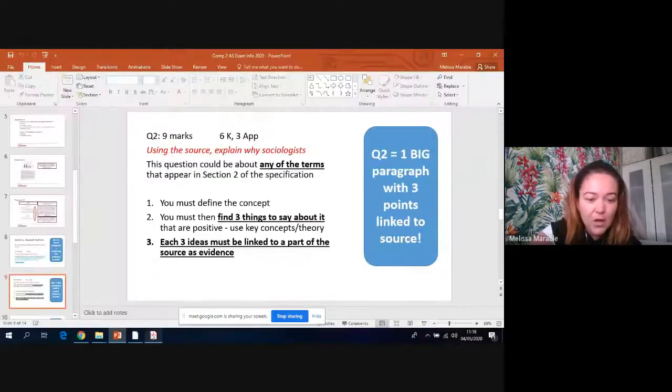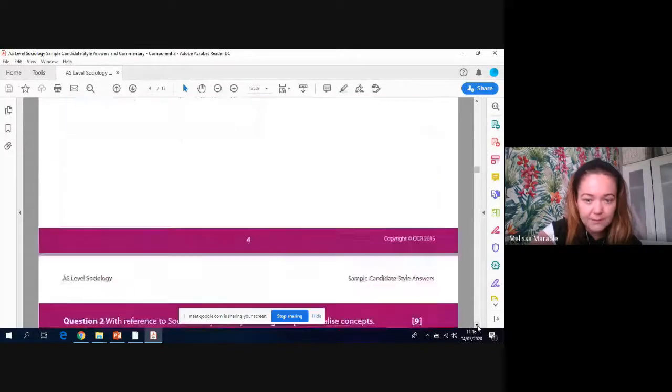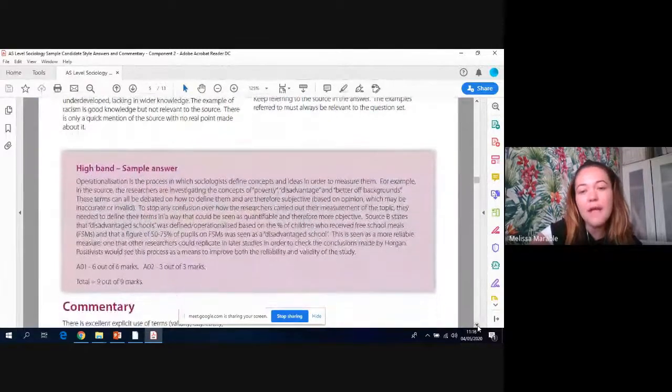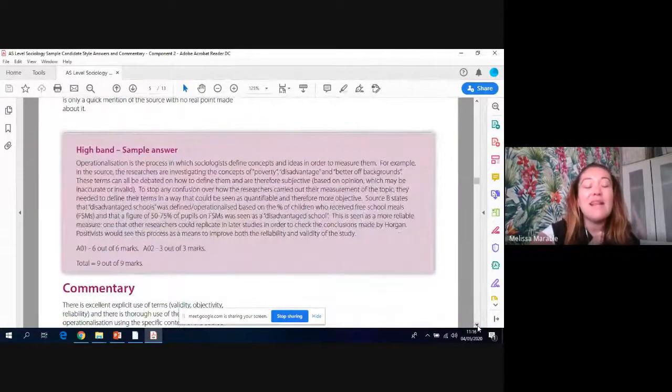So if we now look at the exemplar, we can see here, low band, little tiny answer. Higher band, 1 big paragraph with 3 key things. So it literally says operationalization is a process in which sociologists define concepts and ideas to measure them. For example, in the source, the researchers are investigating the concepts of poverty, disadvantage, and better off backgrounds. These terms can all be debated on how to define them and are therefore subjective. To stop any confusion over how the researchers carried out their measurement of the topic, they need to define their terms in a way that would be seen as quantifiable and therefore more objective.